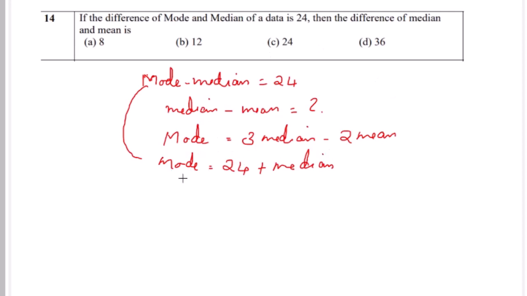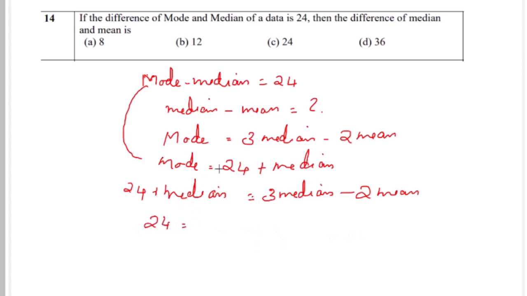Now I am going to substitute this mode: 24 plus median is equal to 3 median minus 2 mean. So 24 is equal to 3 median minus median, since I take the plus median to the right hand side, where it becomes minus median.